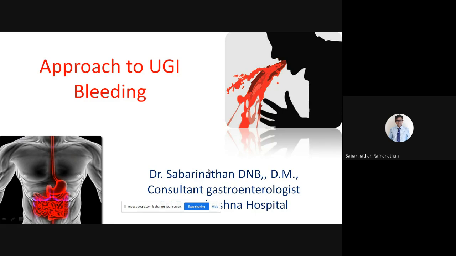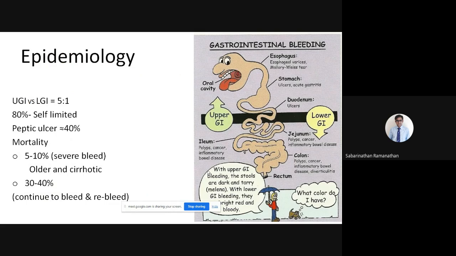Upper gastrointestinal bleeding is a medical emergency, so we thought this will be a useful topic for the general practitioners and attending physicians. To know about the epidemiology, upper GI bleed when compared with lower GI bleed is a 5:1 ratio, so more commonly we see upper GI bleeding. 80% is self-limited and 40% is caused by peptic ulcer. 5 to 10% can be a severe bleed, particularly in elderly and cirrhotic patients. The mortality goes up to 5 to 10%, and if they have rebleeding or continue to bleed, the mortality rate goes up to 30 to 40%.